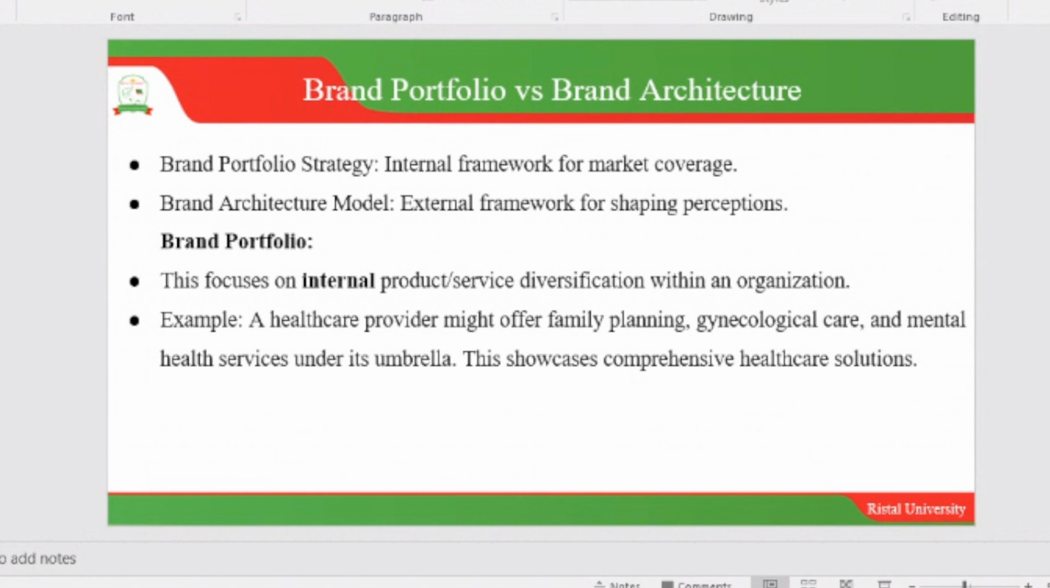An example is that a healthcare provider might offer family planning, gynecological care, and mental health services under its umbrella. This showcases comprehensive healthcare solutions. So the aspect in which you as the brand offer different services internally is actually a portfolio strategy.